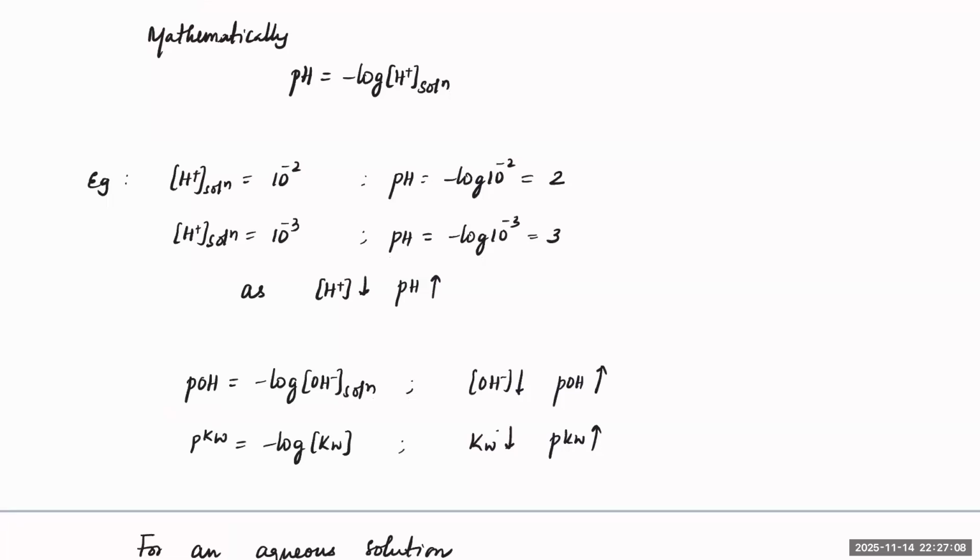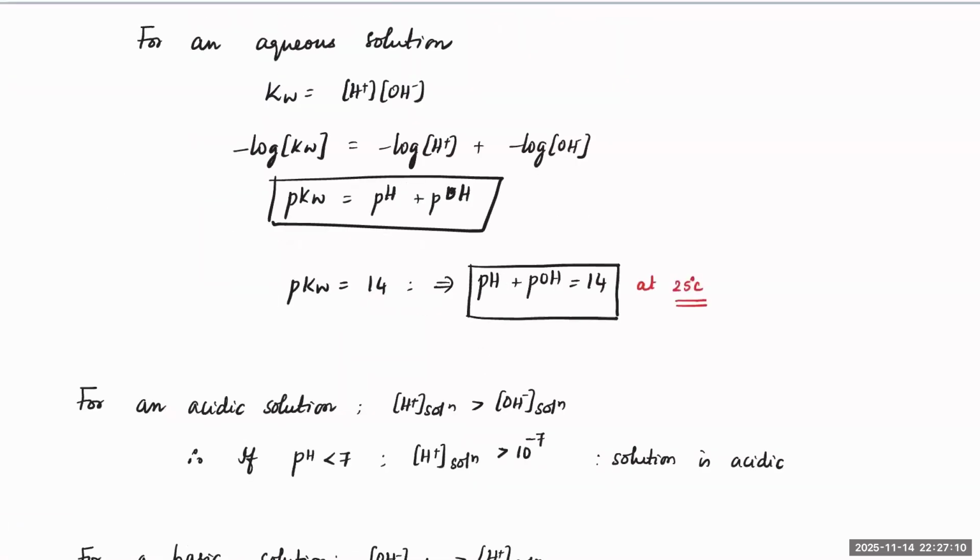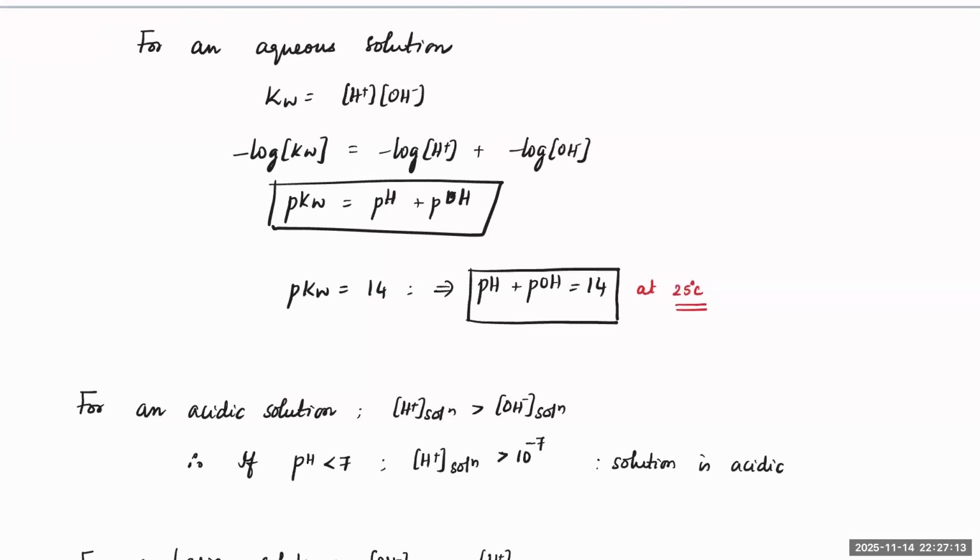Mathematical implication of pH, pOH, and pKw. Now, notice for an aqueous solution, we know that the ionic product Kw is H plus multiplied by OH minus. If I take minus log on both sides, then it will become minus log of Kw equals minus log of H plus minus log of OH minus. And by definition, pKw is equal to pH plus pOH. The pKw value we learned is constant, which is 14. Therefore, pH plus pOH is equal to 14 at 25 degrees centigrade.